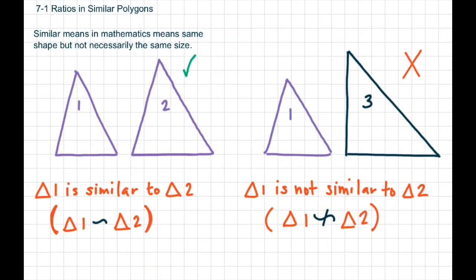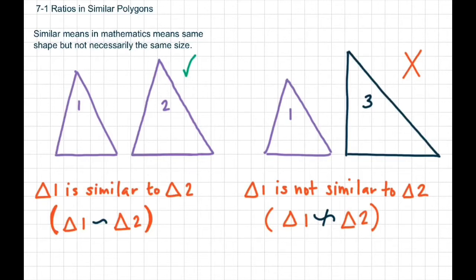Welcome back. So in today's lesson we are doing 7-1 and we're focusing on ratios and similar polygons. And ratios is something that hopefully you've learned before. A ratio compares two different objects to one another. So the word you want to focus on the most though is the word similar. Similar means, in mathematical terms, the same shape but not necessarily the same size.